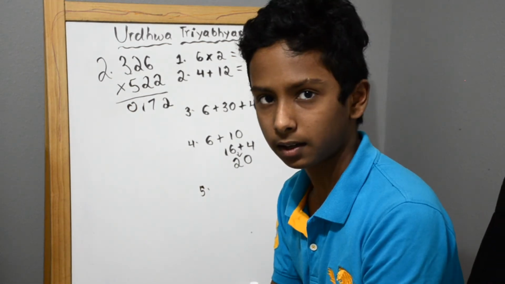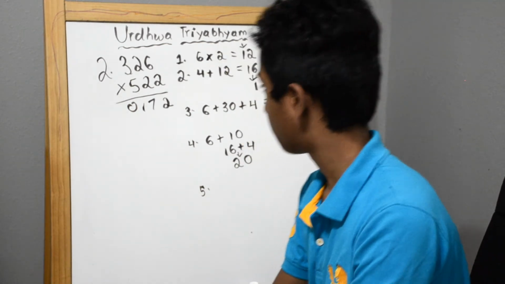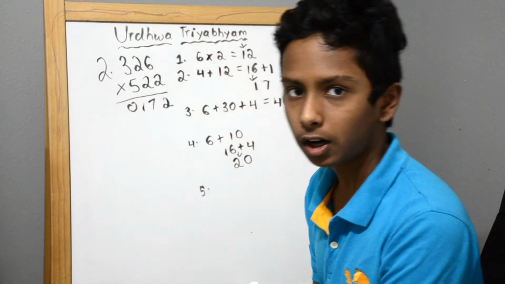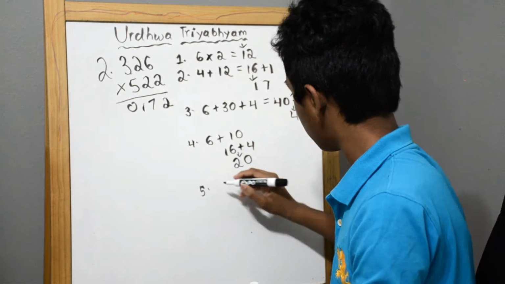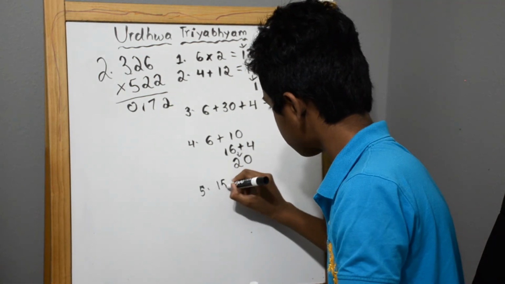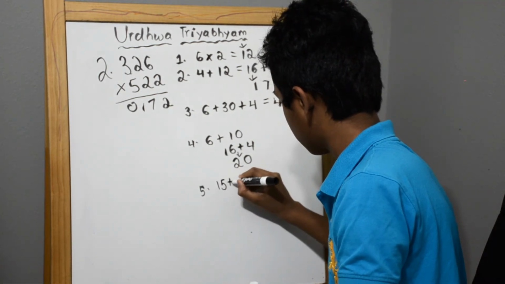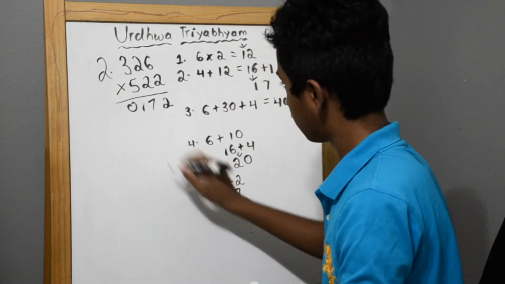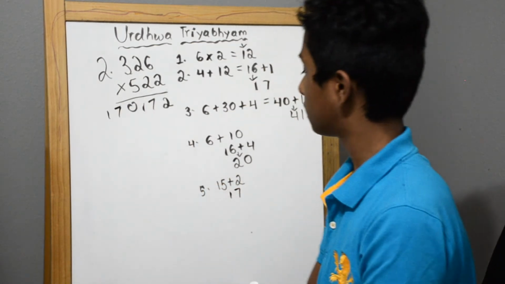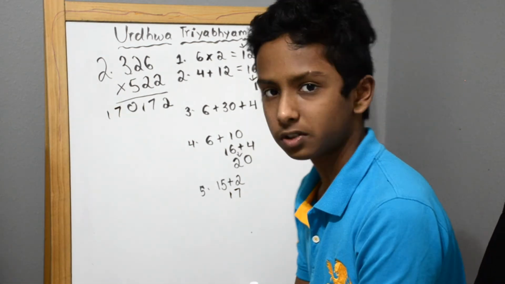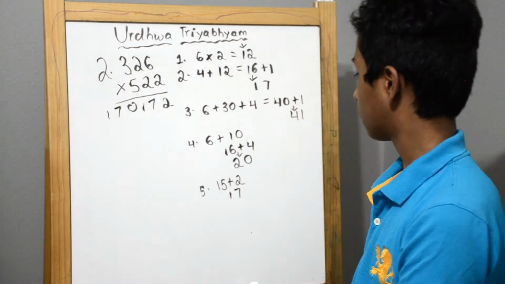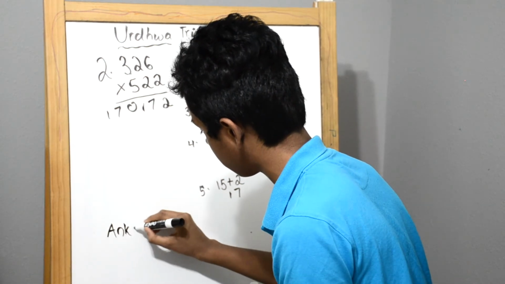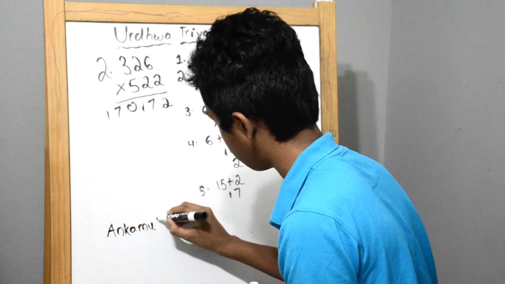Then for my last and final step, I multiply the 3 times 5 pair. 3 times 5 is 15, and plus 2 gives me 17. And my final answer is 170172. Now I'm going to verify my answer using the technique called Anka Mulla.